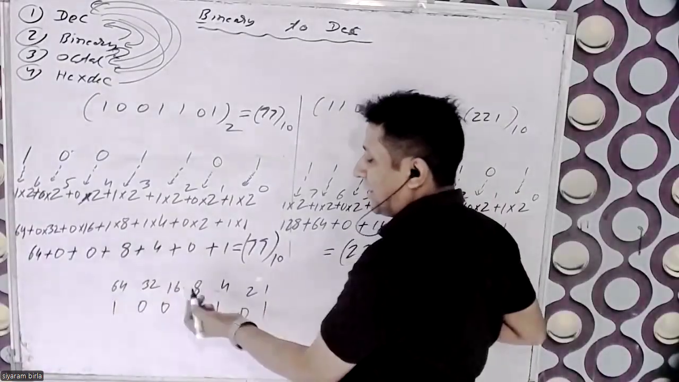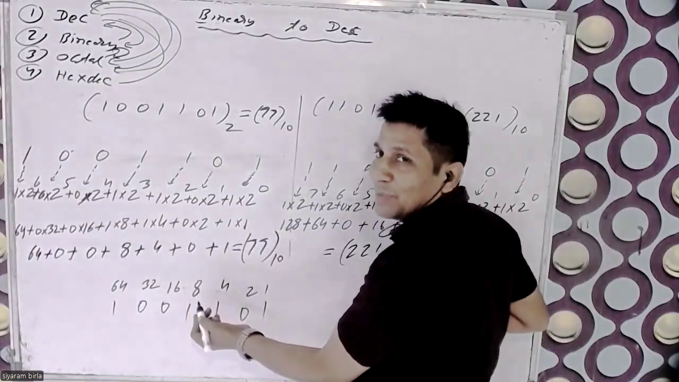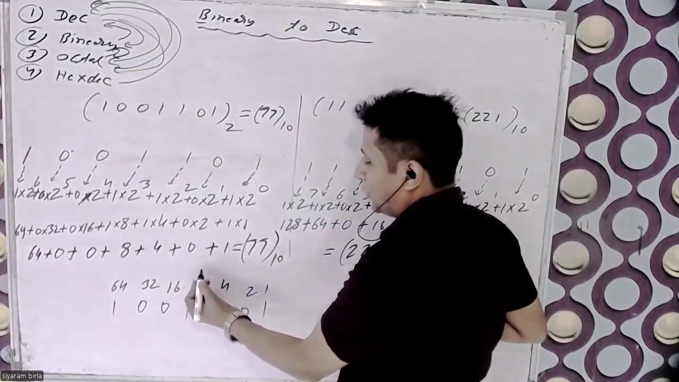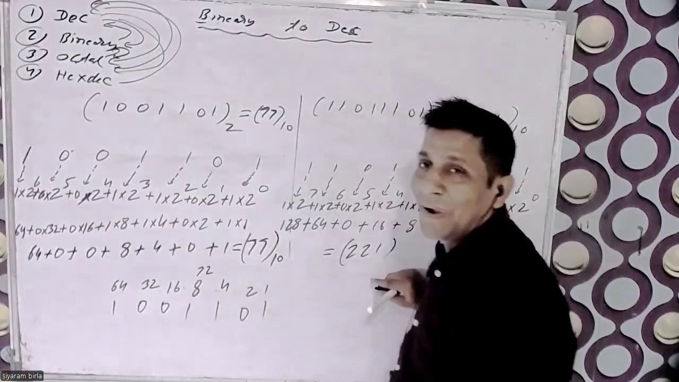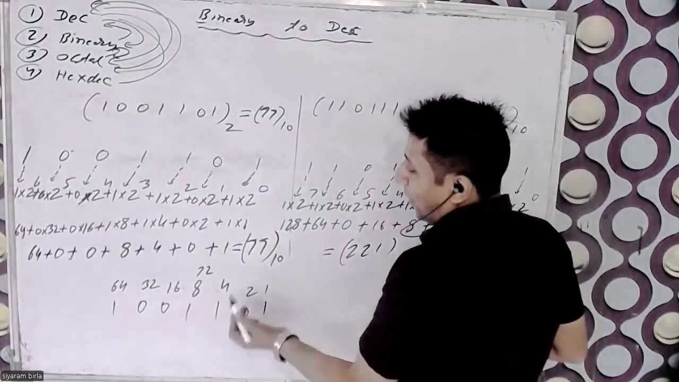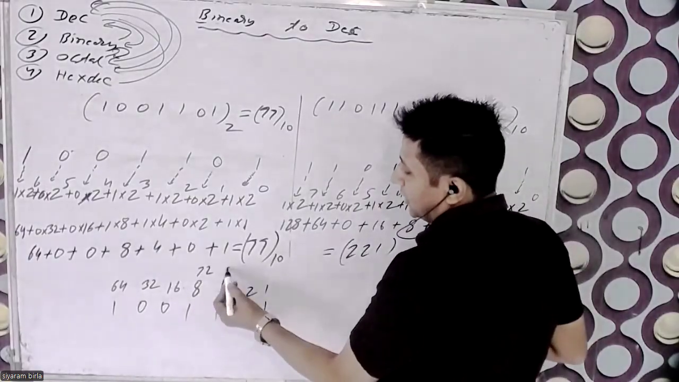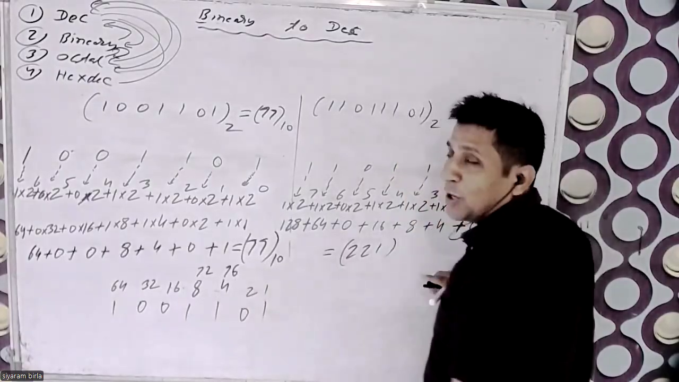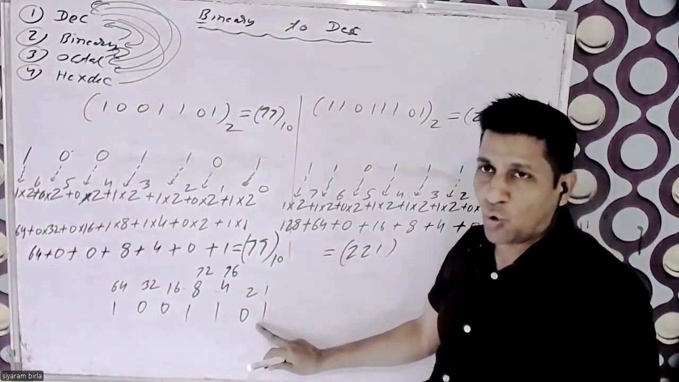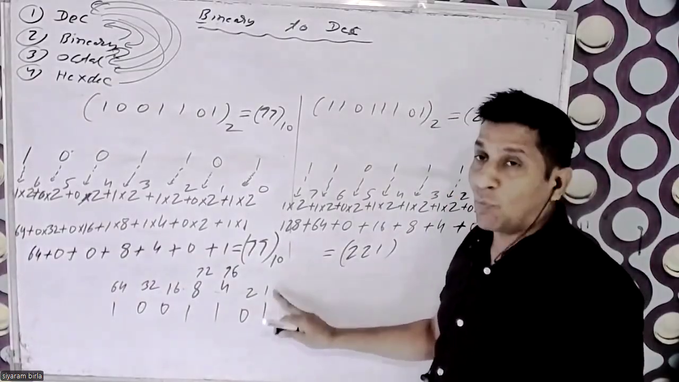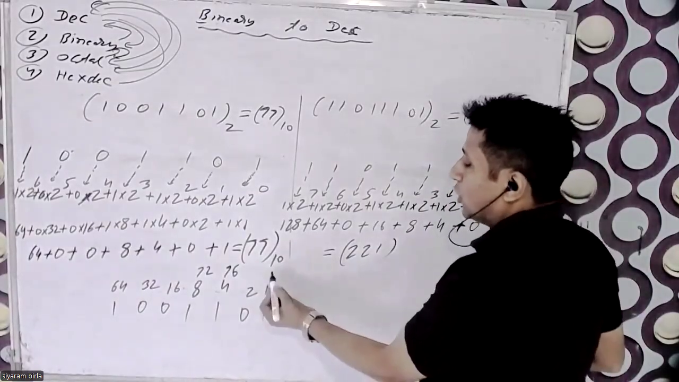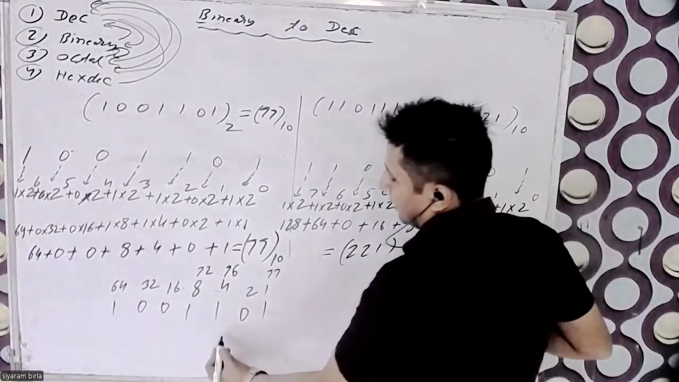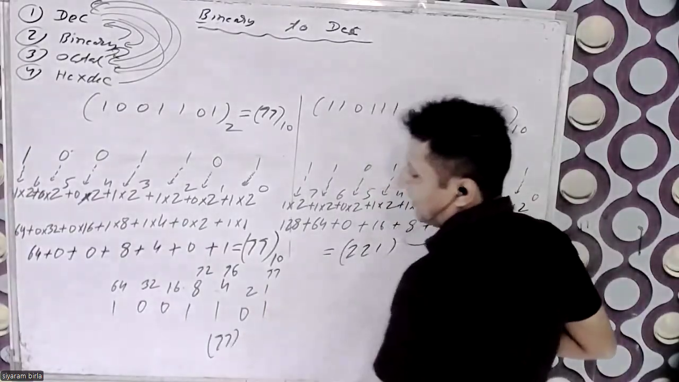So 64 plus 8 will become 72. Yeah, 72. And below the 4 is 1, so it becomes 76. And below the 2, 0 is there, so I can ignore it. And below the 1, 1 is there, so I can add 1, so it will become 77. So answer is 77.